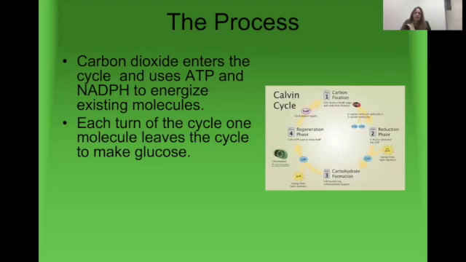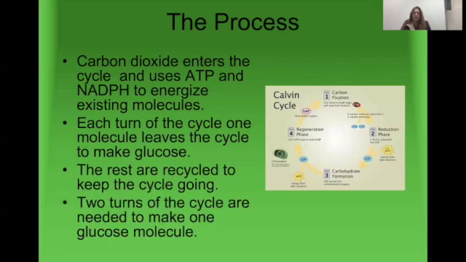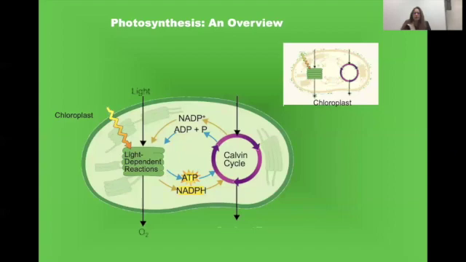Each turn of the cycle, we have molecules leave to make glucose. The rest of the molecules keep going. We need 2 complete turns in order to make 1 glucose. So light comes into the light dependent reaction. The byproduct here is oxygen, and we produce ATP and NADPH that go into the Calvin cycle. Carbon dioxide comes into the Calvin cycle with our 2 energies and produces glucose.